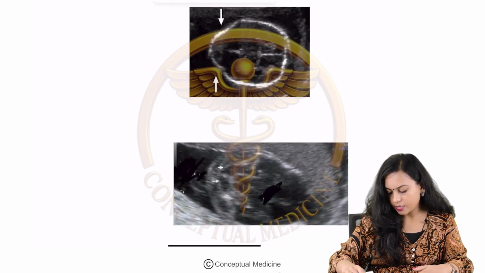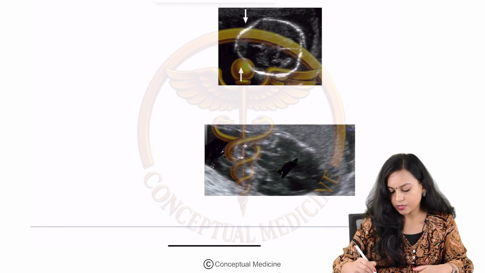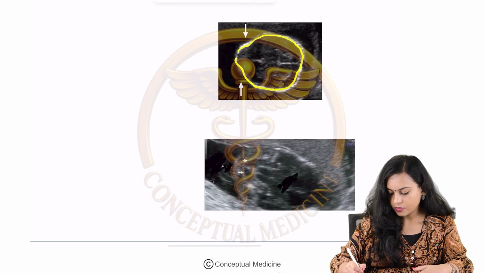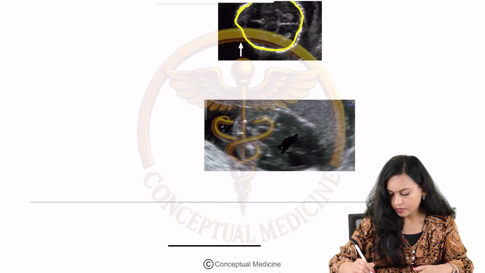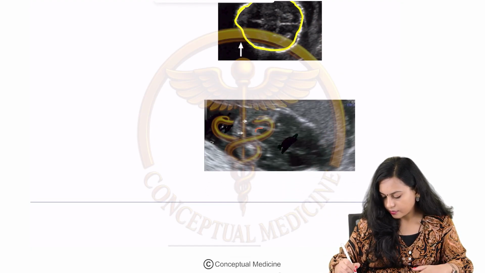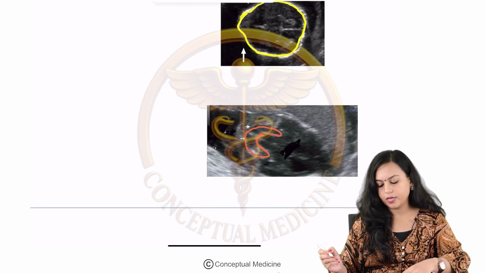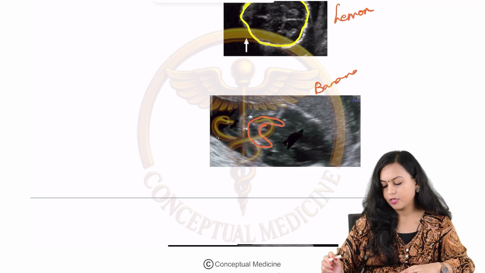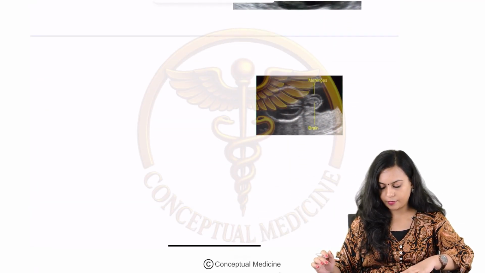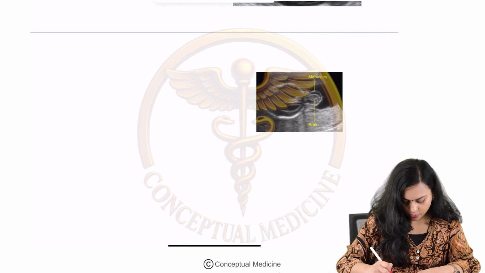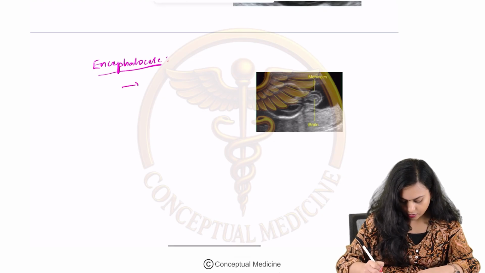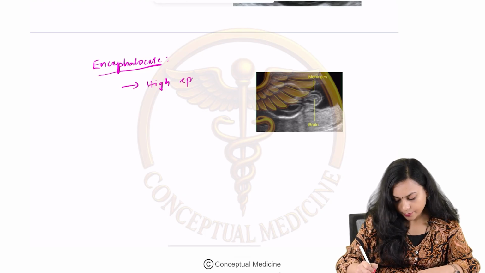If you see, you are able to appreciate here, right? So in these pictures you are able to see a lemon like structure. And here you are able to appreciate a banana cerebellum, a crescent shaped structure. So this is the lemon sign and this is the banana sign that you will be able to appreciate in the case of open spina bifida. And sometimes there can also be encephalocele, which is a case of high spina bifida.